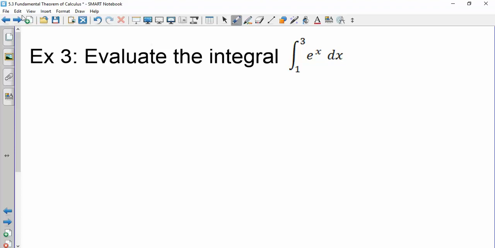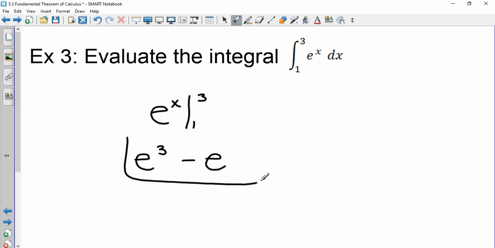So now let's just keep practicing some of our integrals. The integral from 1 to 3 of e to the x dx. What is the antiderivative of e to the x? So then that's just e to the third minus e to the first, which is just e.